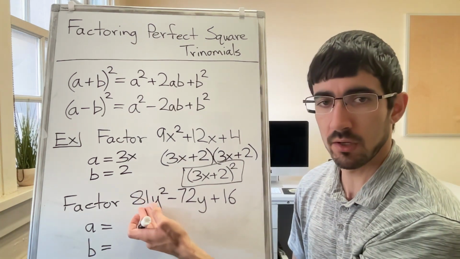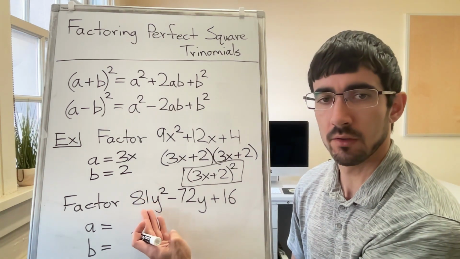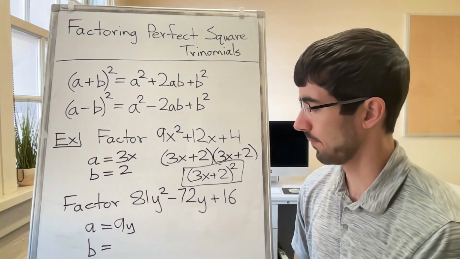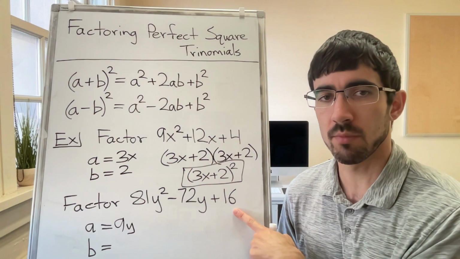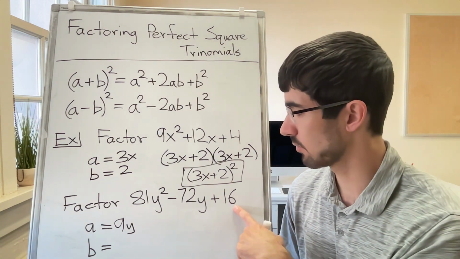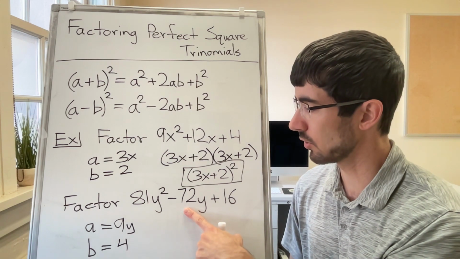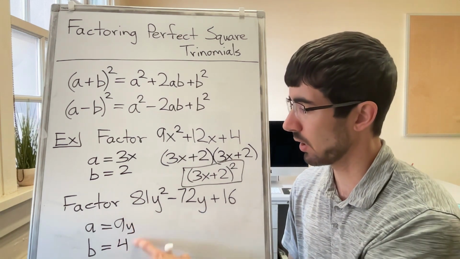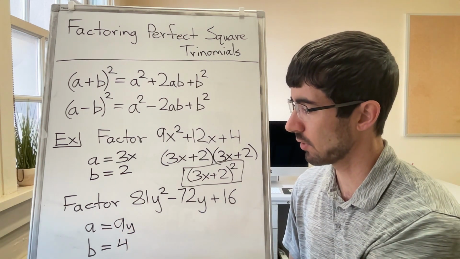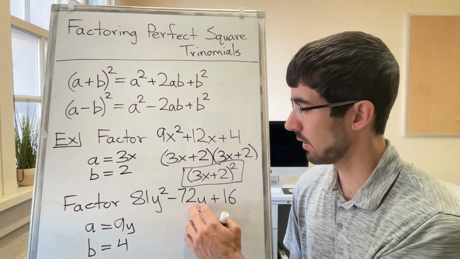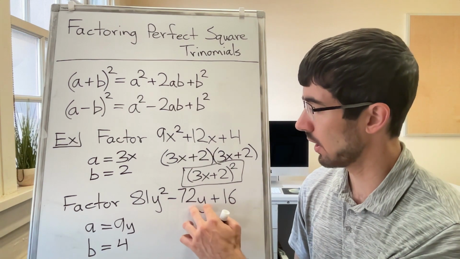The first term here is a perfect square. The square root of 81y squared is 9y. The last term is also a perfect square, and the square root of 16 is 4. And then I'm going to check to make sure the middle term is twice the product of these. So 9y times 4 is 36y, multiplied by 2, that's 72y. So we have negative 72y.